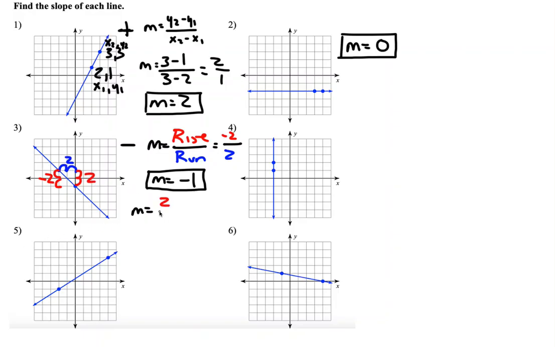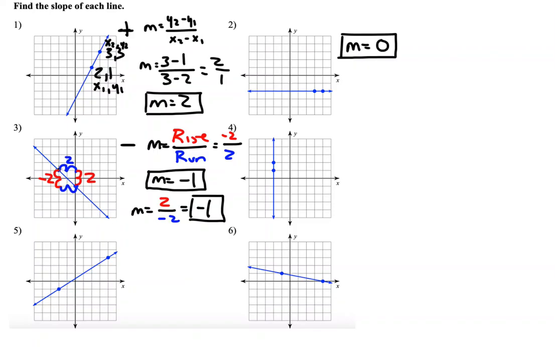And how much is my run? Well, my run from here to here, how much do I go to the right? Well, I don't. I go to the left. So that's -1, -2. So that would be -2. And so doing that out, a positive over a negative is a negative, and 2 over 2 is 1. So once again, I get that m equals -1. So it doesn't matter which point I start with and which point I end with, as long as I'm consistent.